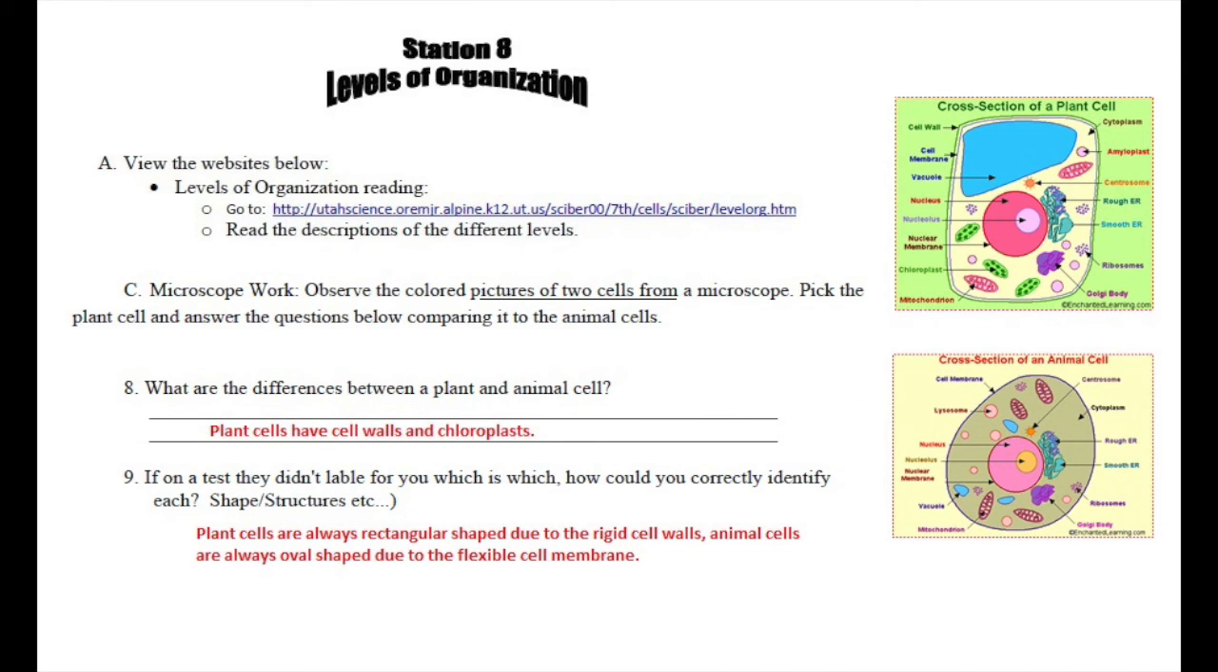For the level of organization 1, looking at those 2 colored charts that were on your table, plant cells have cell walls and chloroplasts. If you don't have a label on them to say which one's plant and which one's animal, an easy way to tell is to look at the shape. Because of their cell wall, plant cells are almost always rectangular, and animal cells are almost always circular because they do not have a cell wall.